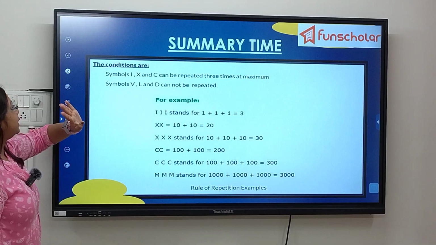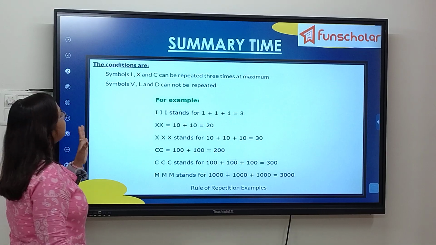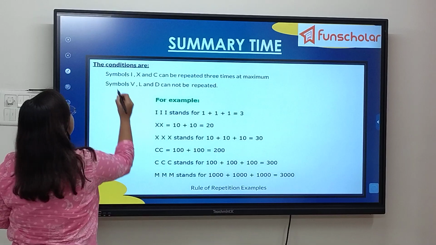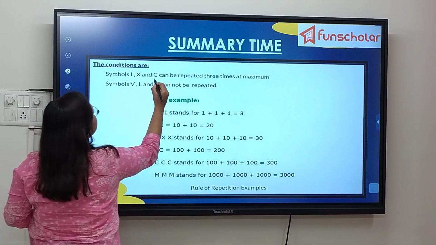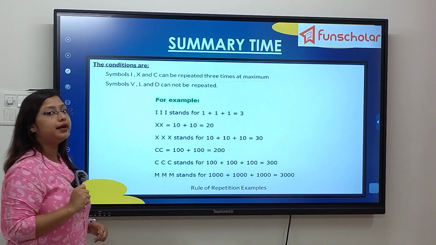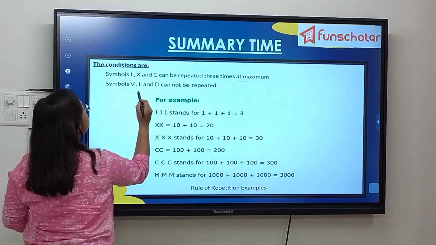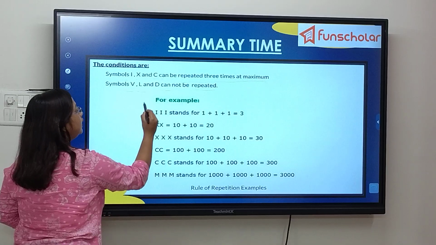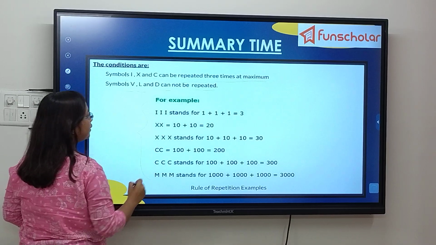Now it's summary time. Whatever we have studied right now, let's summarize it in a page. Symbols I, X and C can be repeated 3 times at a maximum. We already learned that. Now symbols V, L and D cannot be repeated. Let's learn it through some examples.